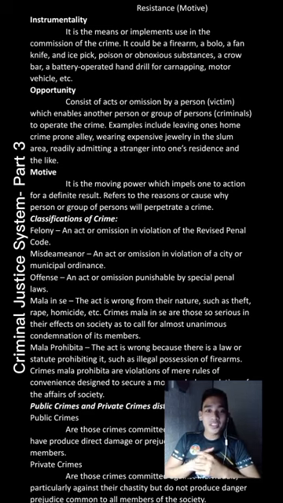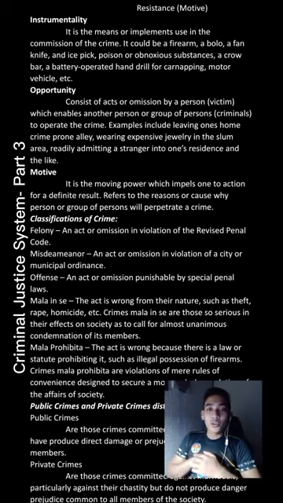Or a stranger was allowed or permitted to enter into one's residence. So there can be a possibility that that stranger would commit theft, robbery or murder. So that's the opportunity. While motive is a driving force or the moving power which impels one to act for a definite result. It refers to the reasons or cause why a person or a group of persons will perpetrate a crime. So that's the motive.